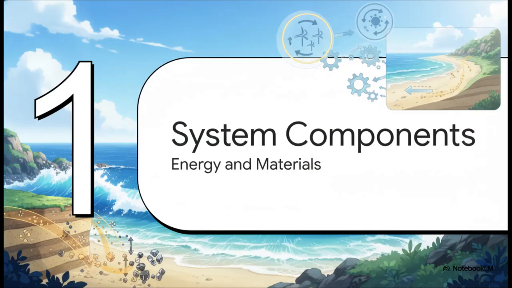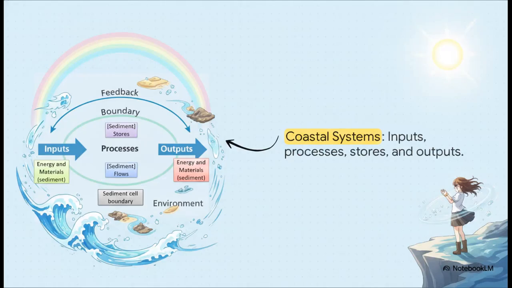Section 1. The coastal system components. Let's look at how the coastal system boundary is actually laid out. The flows of energy and materials act as your inputs on the left. Now, once they're inside the system, these materials don't just magically vanish, right? They move through sediment flows and sit in sediment stores like beaches or sand dunes. Eventually, through various processes, some of this material exits as outputs on the right, and the environment itself is providing all the energy, the wind, the waves, the tides, that drives this entire machine.